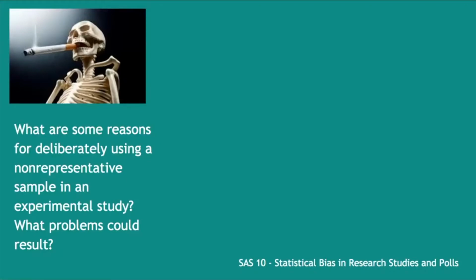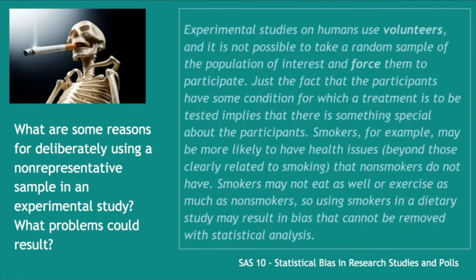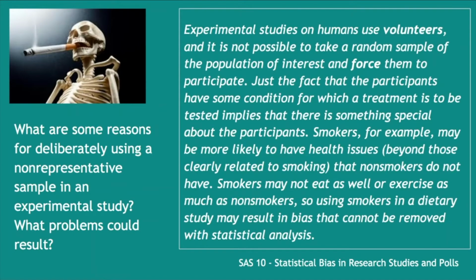So what are some reasons for deliberately using non-representative samples in experimental studies, and what problems could result? Well, here we go. There's a big answer to this, but it makes a lot of sense. Studies on humans use volunteers. It's not possible to take a random sample of the population of interest and force them to participate. Just the fact that the participants have a condition for which a treatment is to be tested implies that there's something special about them. For example, smokers may be more likely to have health issues beyond those clearly related to smoking that non-smokers do not have. And they may not eat as well or exercise as much as non-smokers. So using smokers in a dietary study may result in a bias that cannot be removed with statistical analysis.